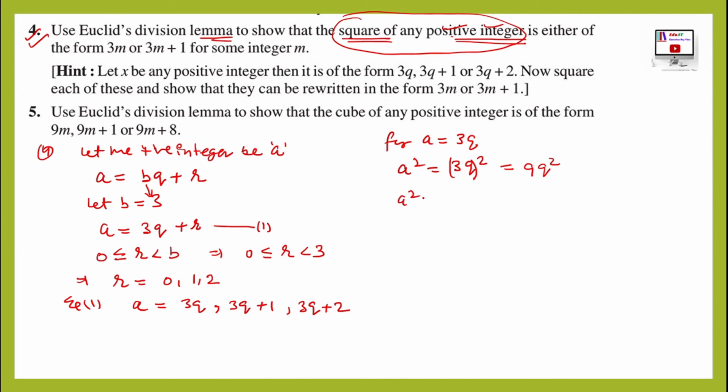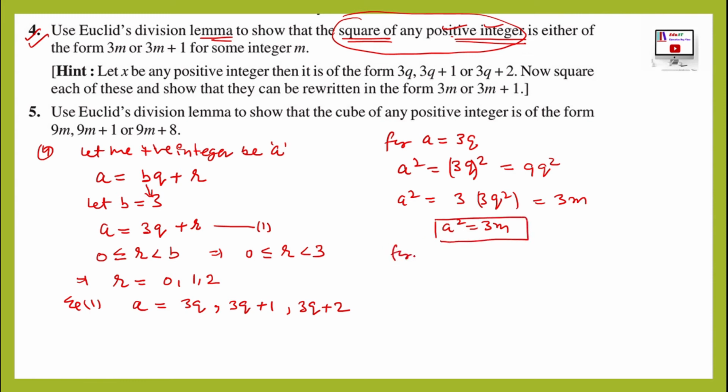Now this a square may be written as 3 into 3q square. So 9 is equal to 3 into 3. So a square we can write in this way as 3 into 3q square, and definitely this 3q square will be integer. So a square is equal to 3 multiplied by some integer. Let this 3q square be equal to m. So a square is equal to 3m.